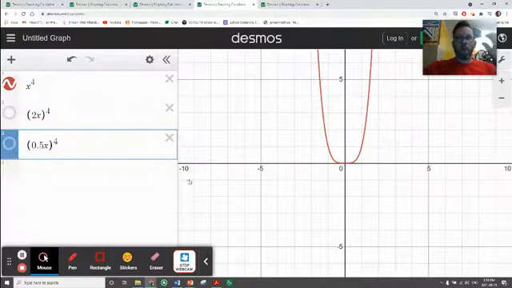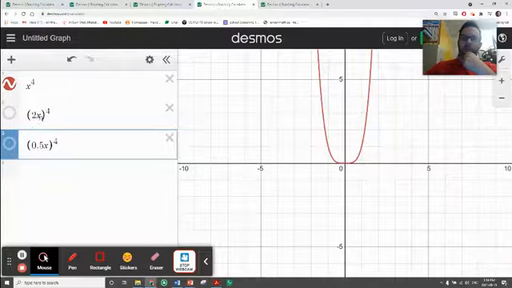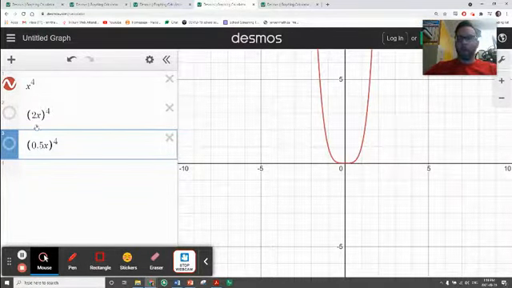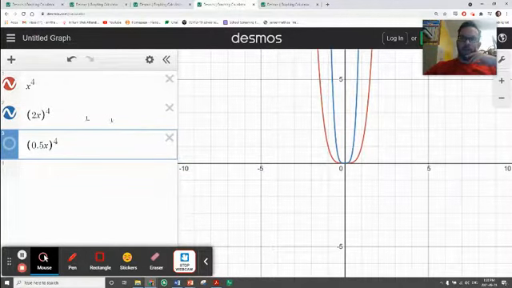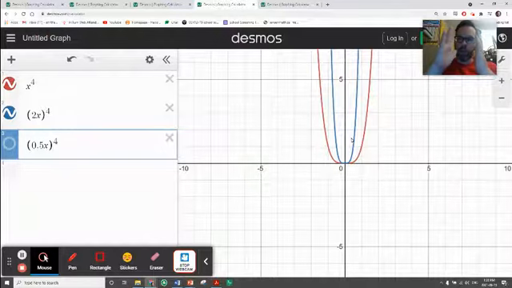All right, so x to the power of 4. What effect does multiplying the x directly by 2 have? So you might hypothesize or remember from last year, it's going to be a horizontal stretch or compression, but which one? Let's have a look. And what's interesting is that, when you multiply the x directly by a number bigger than 1, it actually gives you a horizontal compression and not a stretch.